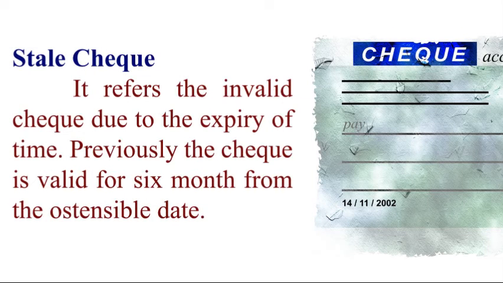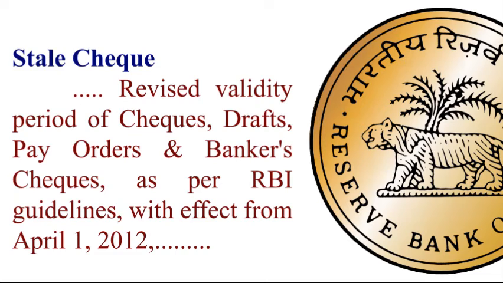And what is the meaning of stale check? It refers the invalid check due to the expiry of time. Previously, the check is valid for 6 months from the ostensible date. We already saw the meaning of ostensible date. Revised validity period of checks, drafts, pay orders, and bankers' checks are given as per RBI guidelines.